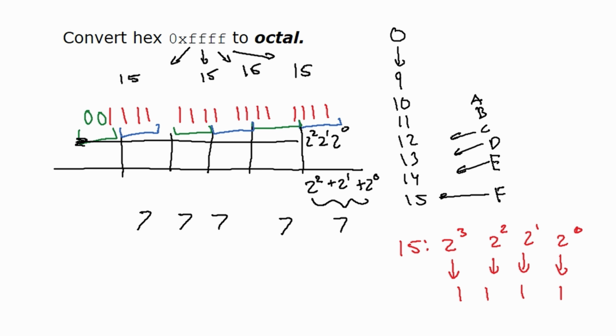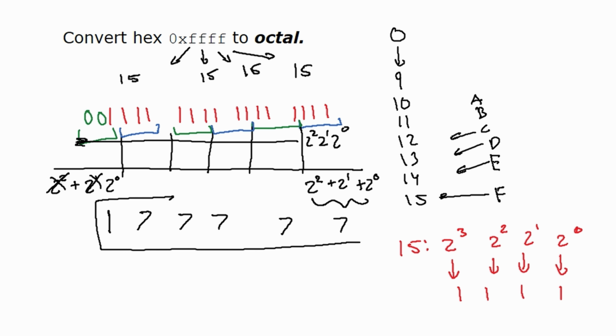But for this last one, we see that we have a 0, 0, 1. Well, what that means is that we don't have 2 to the power of 2. We don't have 2 to the power of 1. We only have 2 to the power of 0. So that means we are only going to have a 1 here. And this is actually going to be our answer. So this is the conversion from hexadecimal, technically to binary, and then to octal. That is our answer for this problem.